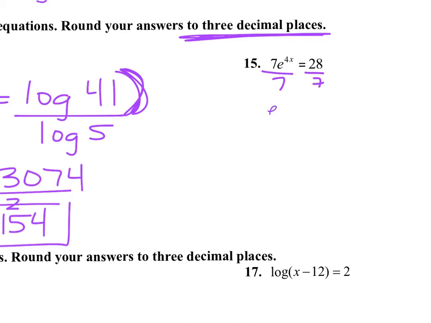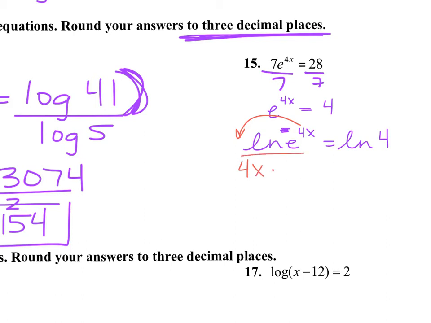So you get e to the 4x equals 4. Then what? Take the natural log, right? Whenever it's an e, that's a natural log. So take the natural log of e to the 4x. Ignore that, that's nothing. Equals the natural log of 4. Take that 4x, bring it out in front. So it's 4x times ln e, that's a 1, equals the natural log of 4. Okay, so don't let that 1 throw you off.